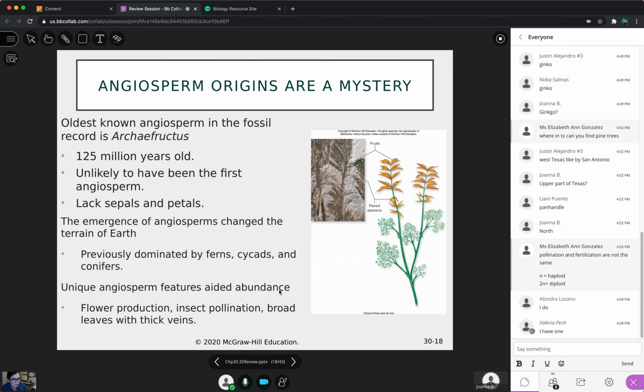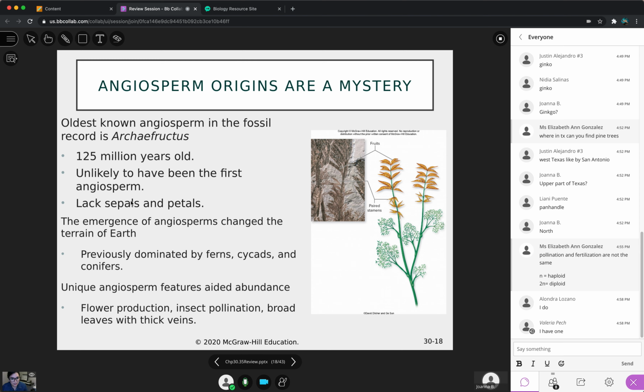And in this slide, they talk about how we don't really know the origins of angiosperms. We just know that they are the most recent ones as far as plants go. The emergence of angiosperms changed the terrain. Previously dominated by ferns, cycads, and conifers, unique angiosperm features aided abundance, flower production, insect pollination. And another thing that's not on this slide that's really important is that these plants did co-evolve with our current insects. They're codependent on each other.